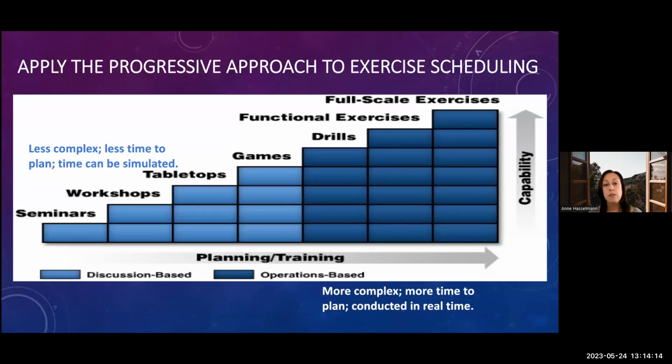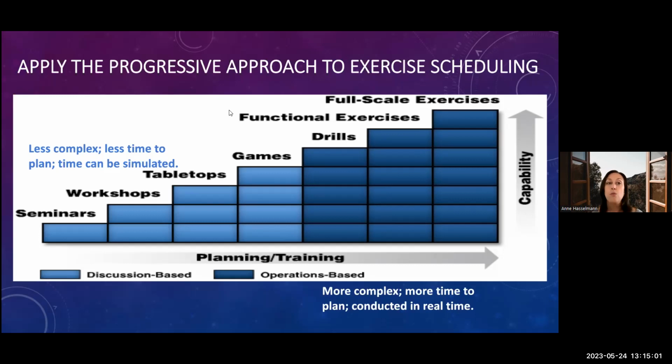So one of the key principles of HSEEP is what's called the progressive approach. And in the progressive approach, you can see here, as exercises go from left to right, the discussion-based are in the lighter blue, the operations-based are in the darker blue. You can see along the bottom, the planning and training gets more involved, more complex as you go from a seminar to a full-scale exercise all the way at the top. And you can see that you build more capabilities, kind of get more bang for your buck when you do an actual operational exercise versus the discussion-based exercise.